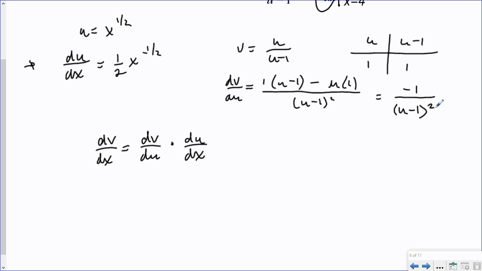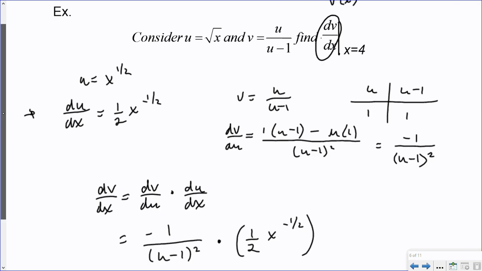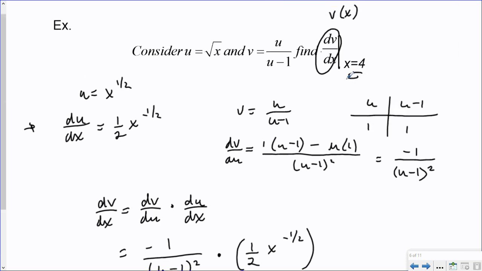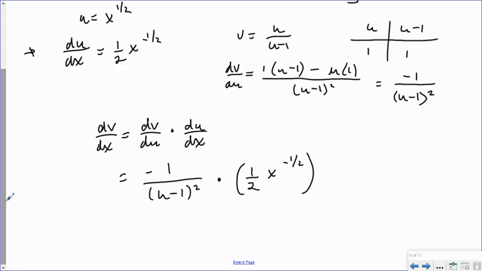Okay, so let's bring these together. Now dv du, I just found. And du dx. Okay, now I have a value for x equals 4, right? I have a value for x equals 4. Okay, so I certainly can substitute that in.